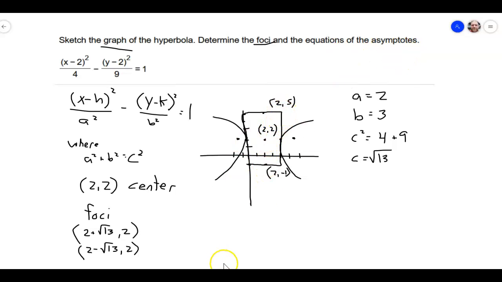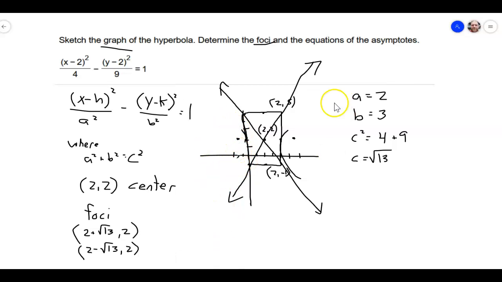So it's going to be something that goes through the corners and the center. So we got one asymptote that looks like this, and I've got another one that's going to look something like this. And we use these asymptotes to show where this curve is going. So it's going to be approaching those asymptotes there. So I can probably draw it better now.